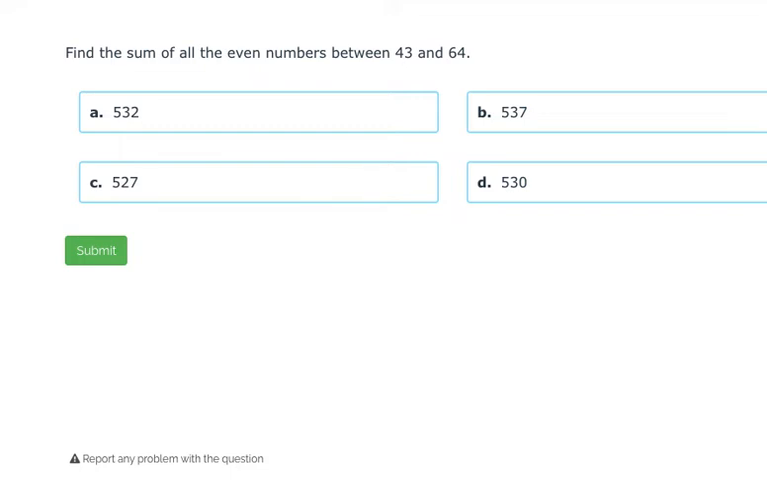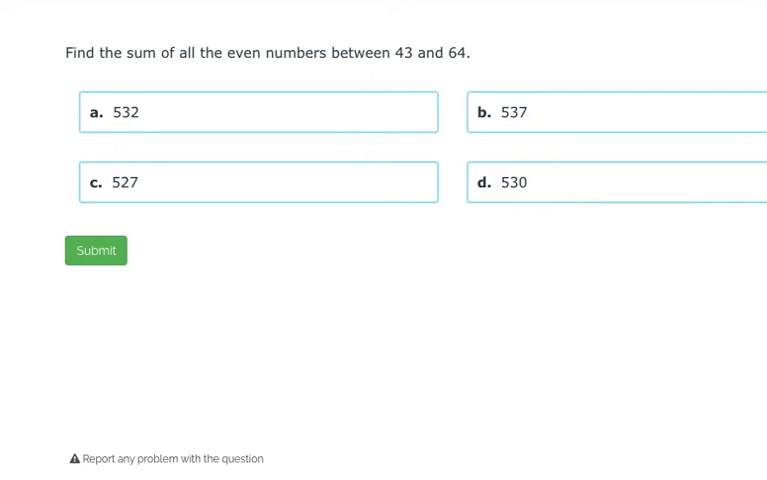So there is another way to find it out. We should add. Find the sum of all even numbers between these two. First, let's add the ones, then the tens. 4 plus 2 is 6. 6 plus 4 is 10. 10 plus 6 is 16. 16 plus 8 is equal to 24.